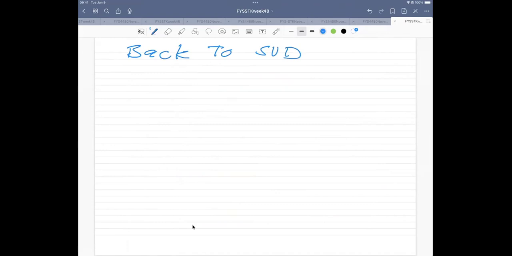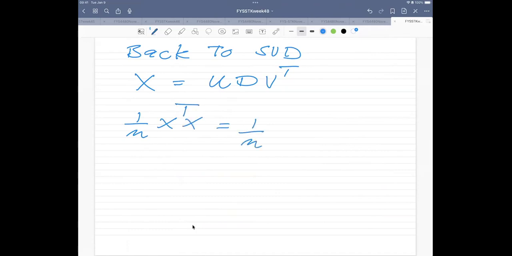Because we can find these eigenvalues quickly. You remember now that x is given by a matrix U times a diagonal matrix D times a matrix V transpose, which is orthogonal. That means this quantity, 1 over n of x transpose times x, I can write out as 1 over n times V, the diagonal matrix D transpose, my matrix U transpose times U, and then the matrix D times the matrix V transpose.